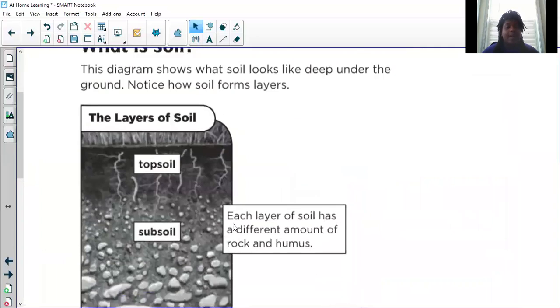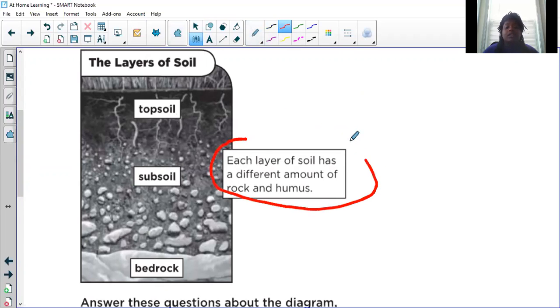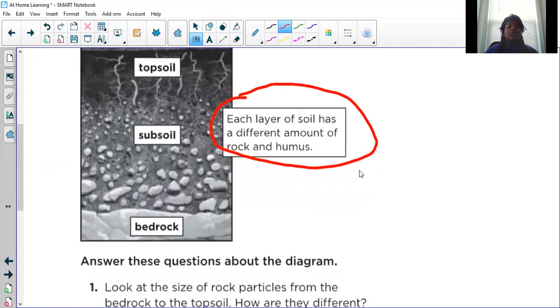So let's look at this diagram. This diagram shows the layers of the soil, and it has captions and labels to tell us about it. Topsoil, subsoil, and bedrock are labels. And then this section right here, I'm gonna put a circle around it so you can see it. This section is a caption because it's more than just a few words. So each layer of soil has a different amount of rocks and humus.